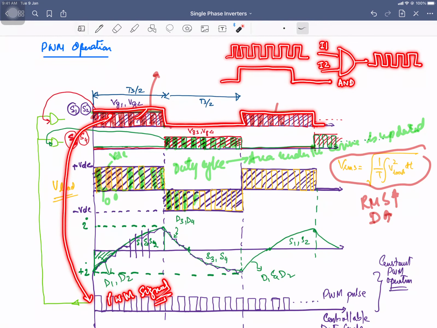You are going to get this set of pulses, and these pulses are applied at the switch gates. So what is going to happen? Your load voltage will be exactly following your PWM signal. And over here this is 0. So when this becomes 0, what about the output of the AND gate? That is going to become 0.